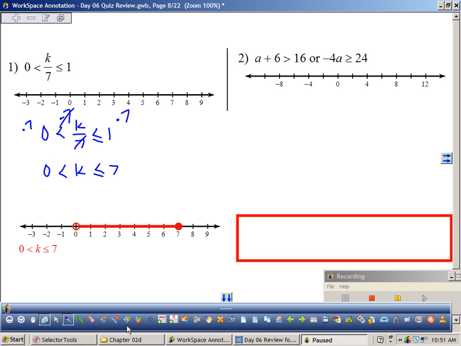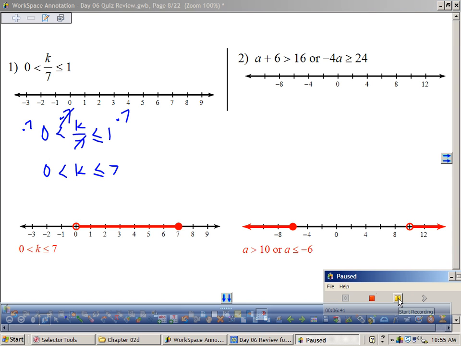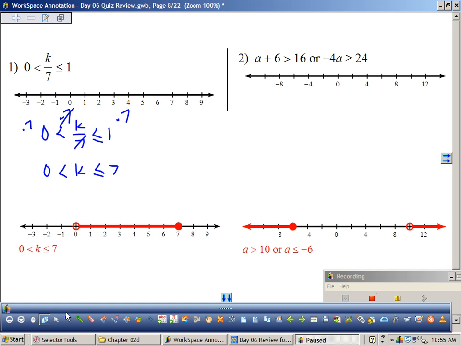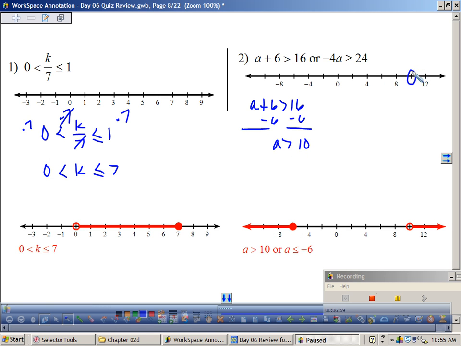K is greater than, yep, that works too. Okay, do number 2. Okay, so here's the answer to this one. That solves by a plus 6 is greater than 16. So if I subtract 6 from both sides, I have a is greater than 10. Here's 10. Here's greater than.